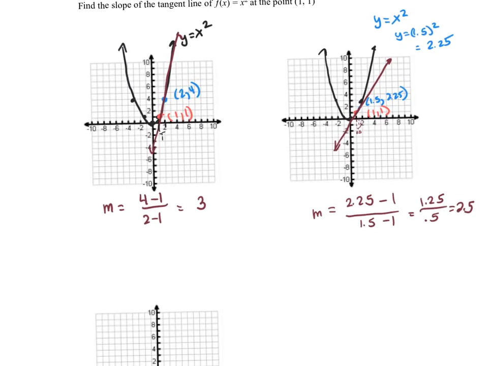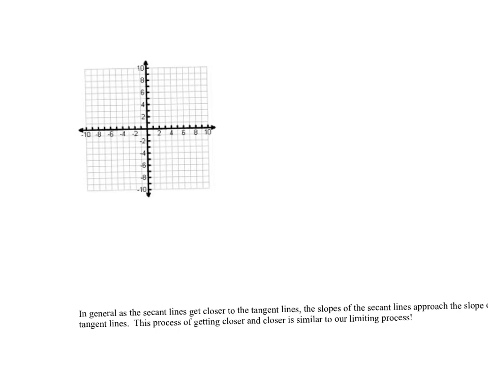So let's do one more. Let's pick a point even closer to 1. Let's make it super, super close this time. And then we'll see if we can't guess what our slope is probably going to be. And then we'll find the official definition and see if we were right. So here's 1, 1 again. I'm going to pick a point so close, 1.01, that you could barely see the difference, because the difference in this case is just 0.01. So to find the y value, y is x squared. So we'll take 1.01 squared.